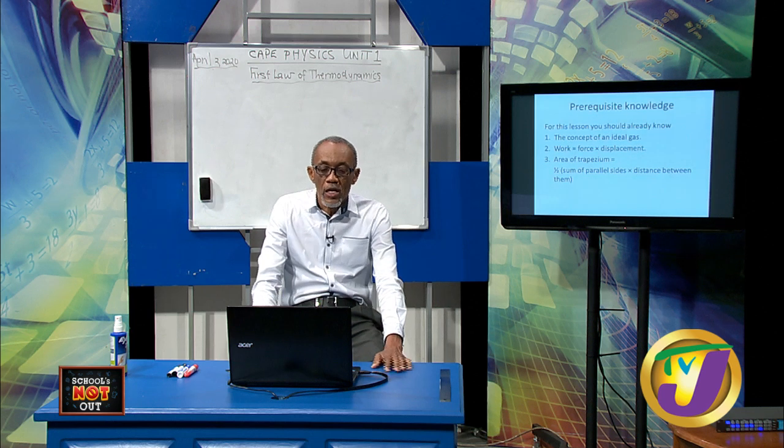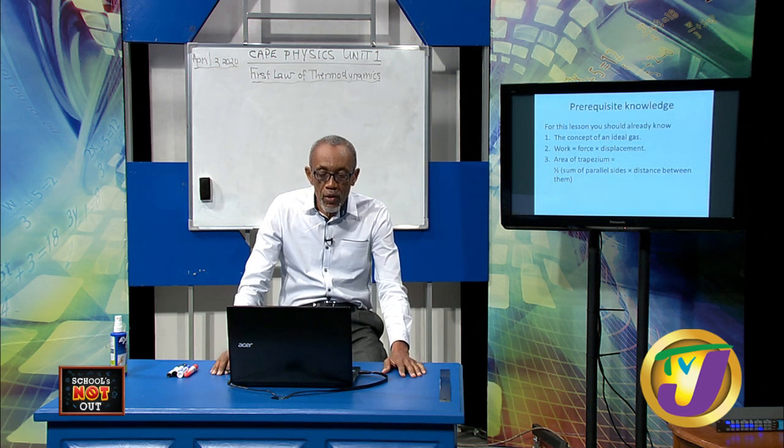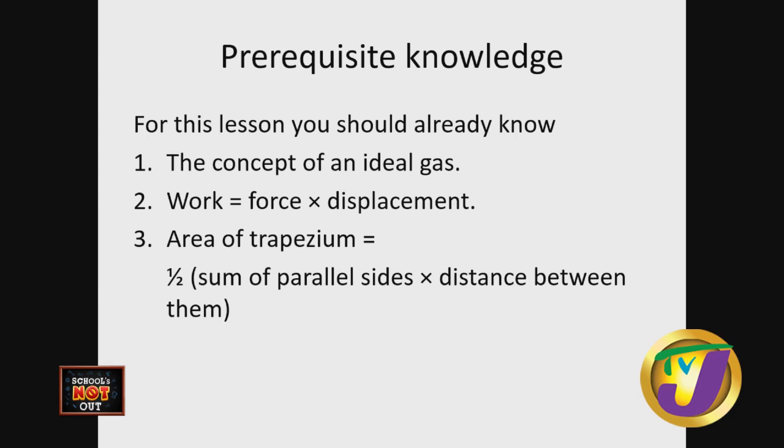Work in your mechanics course, where we know that work is force times displacement and so on. And we will use that in this particular thing. Some of the things you need to know, all right, we'll speak about an ideal gas, and you ought to know what an ideal gas is, all of the properties of an ideal gas. Work, we said, is equal to force times displacement, and how to find the area of a trapezium. And you will know that is half sum of the parallel sides times the distance between them.